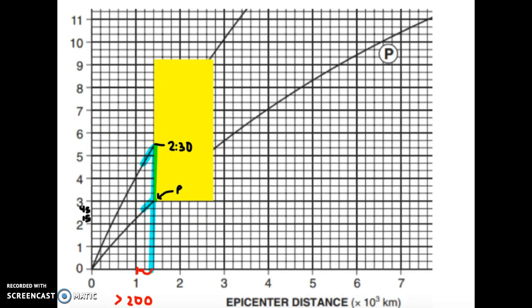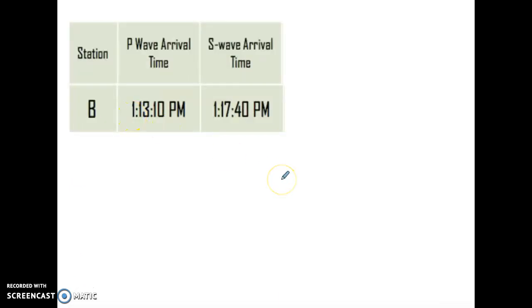We're going to do one more just for practice, and also as another way of looking at it. So if we start here, this is just a different way it can be given to you. This is actually given to you in numbers, and it's important to realize that that's hours, minutes, and seconds. We have to find the difference between the S wave and the P wave. The S wave comes in at 1:17:40. The P wave comes through at 1:13:10.